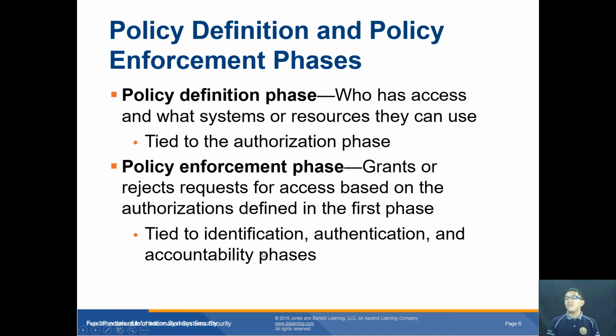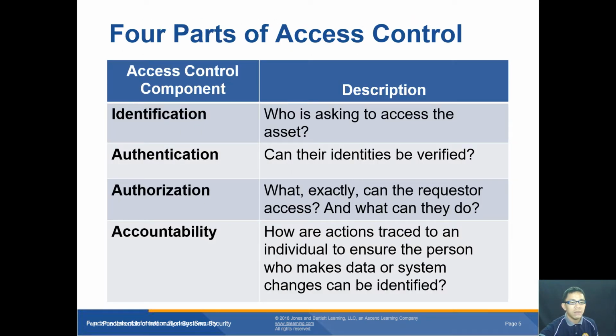We have the policy definition and policy enforcement phases. The components of access control are divided into two phases: the policy definition phase and the policy enforcement phase. The policy definition phase defines who has access and what systems or resources they can use. This phase is tied to the authorization component mentioned earlier.